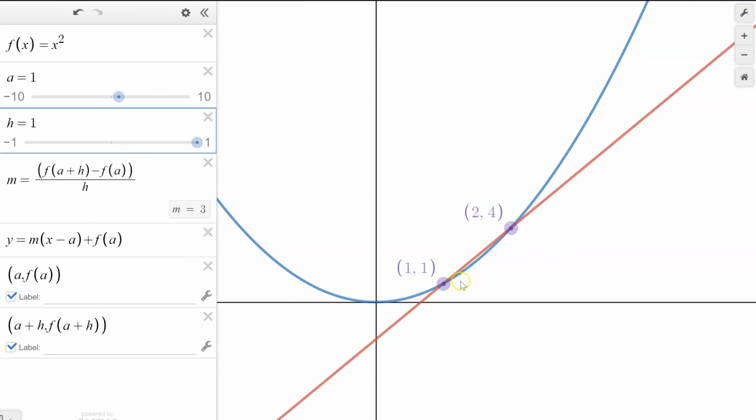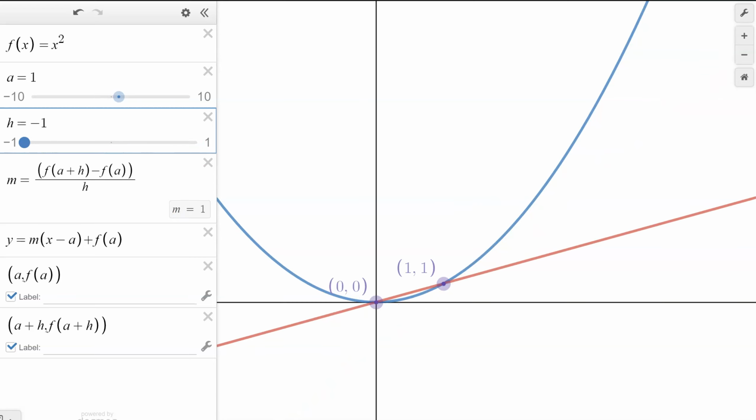So remember before we took a point 1 away and we found the slope of that line. So that was 3. And then we went the other way and that was 1. And so the average would be 2. So we're assuming it's an average of 2.